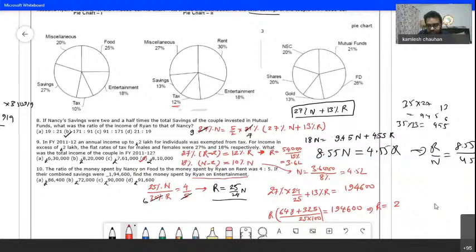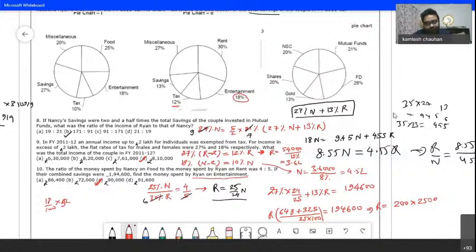So this is divisible by 2. So 200 into this 25,000, which is giving us 5 lakhs. Okay, so Ryan's salary is not 5, sorry, this will give us 50 lakhs. 5 lakh is his salary. We are supposed to find money spent by Ryan on entertainment. Entertainment is 18% of 5 lakhs, which is equal to how much? 90,000. Option.